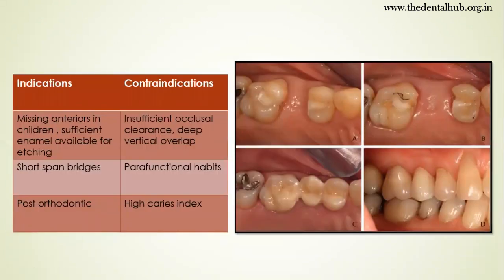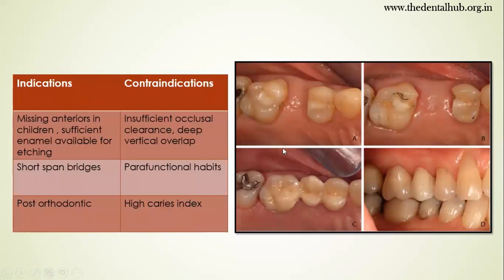Indications would be missing anterior teeth in children. Why in children? Because children have high pulp horns. So to do it for a cast metal or all ceramic, it would require a lot of reduction of the tooth, which would endanger the pulp horns. So we can go for a more conservative approach. Then short span bridges, because they cannot take a lot of load, and post orthodontic treatment just to conserve the space. Contraindications: insufficient occlusal clearance, deep vertical overlap, parafunctional habits, and high caries index.